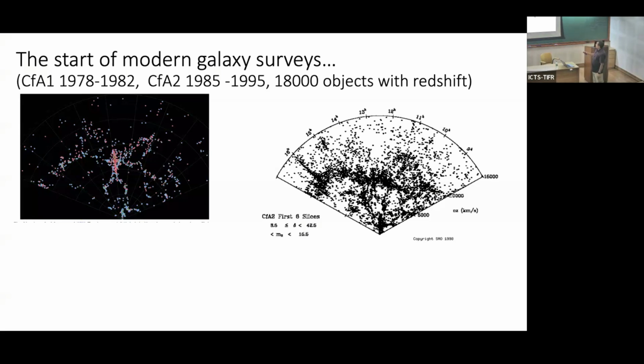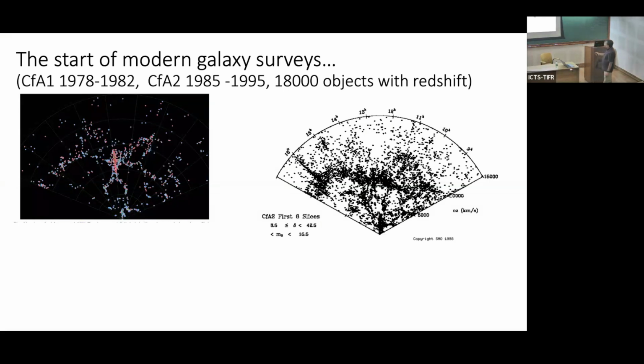So this happened in the 1970s, 70 to 82. This is called the CfA1. And very soon people did the CfA2, which was amazing, 18,000 objects with redshifts. Now, you should remember this number, 18,000 objects, when you think of the numbers that people will say today, which is millions. That's the progress that has happened over here.